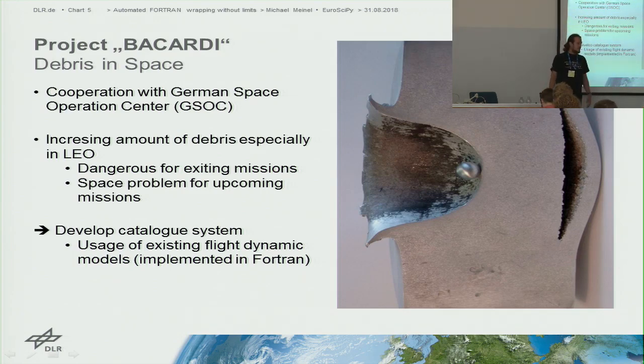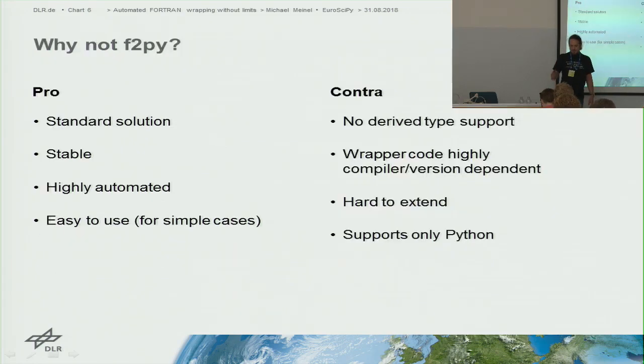And yeah, okay, my first idea was, of course, use F2Py, and I looked at F2Py, and it's a pretty cool tool. It's somehow the standard solution for wrapping Fortran to Python, and it's in broad usage. It's stable, it's highly automated, and it's really easy to use for many cases. But our case is not simple. We don't use only primitives, but we really use modern Fortran 95 and Fortran 2008 features like derived data types, the Fortran structs.